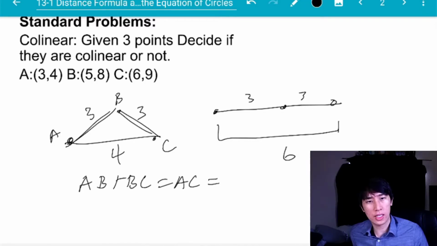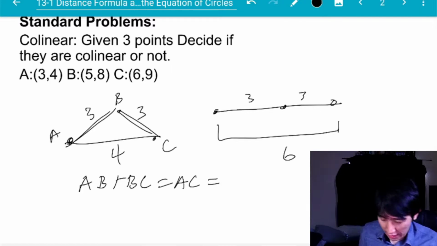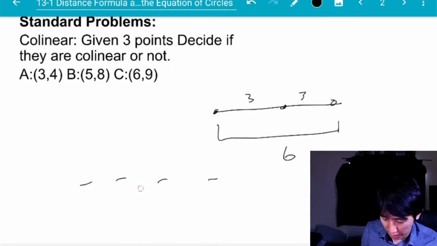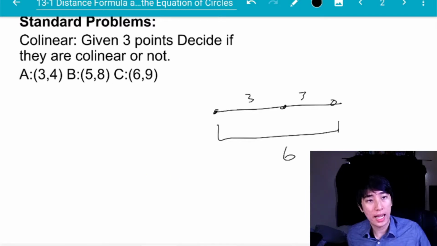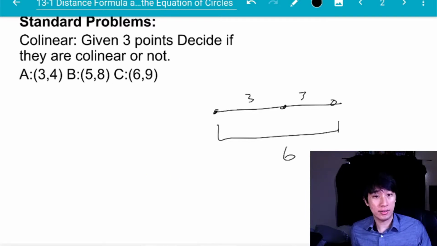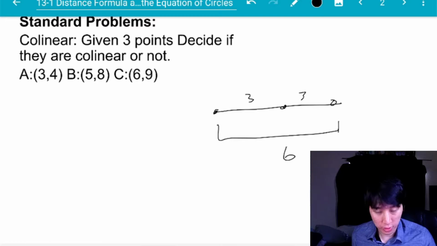That was one of the things we learned in, I think, chapter 2: if 3 points are collinear, then AB plus BC has to equal AC. Segment addition, right? Part plus part equals whole. That's the idea you're using. You're applying segment addition and testing it here. So let's decide if they're collinear or not.